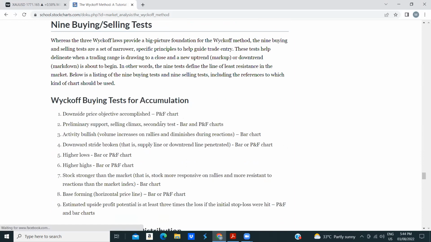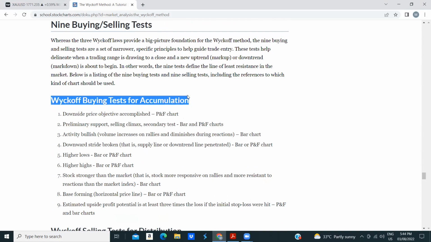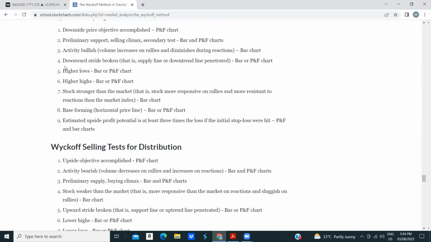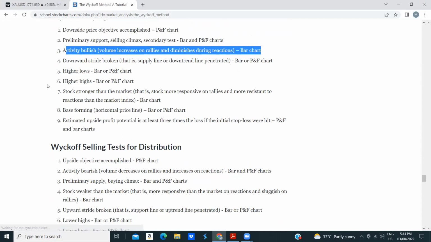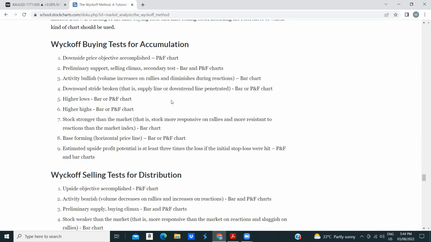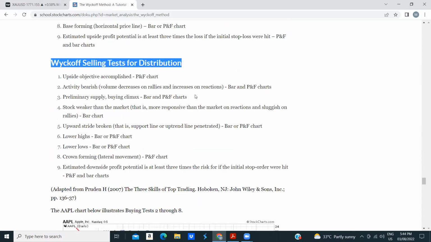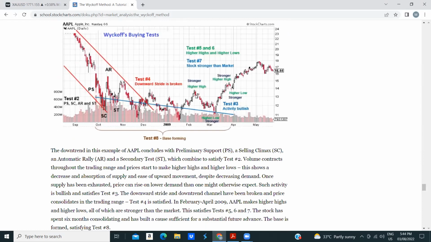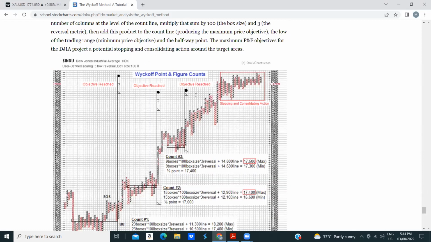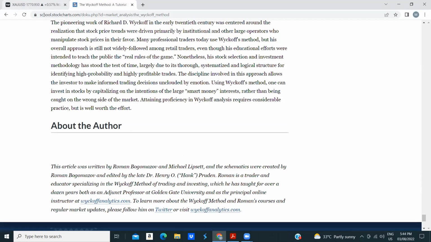We have the Wyckoff buying tests and selling tests, the Wyckoff test for accumulation. How do we know that something is accumulating? You know about these higher lows, higher highs, you already know, right? Then we have the Wyckoff selling test for distribution. So this link will give you an overview of everything you need to know about Wyckoff, just an overview. If you want to refresh your knowledge, you got it?